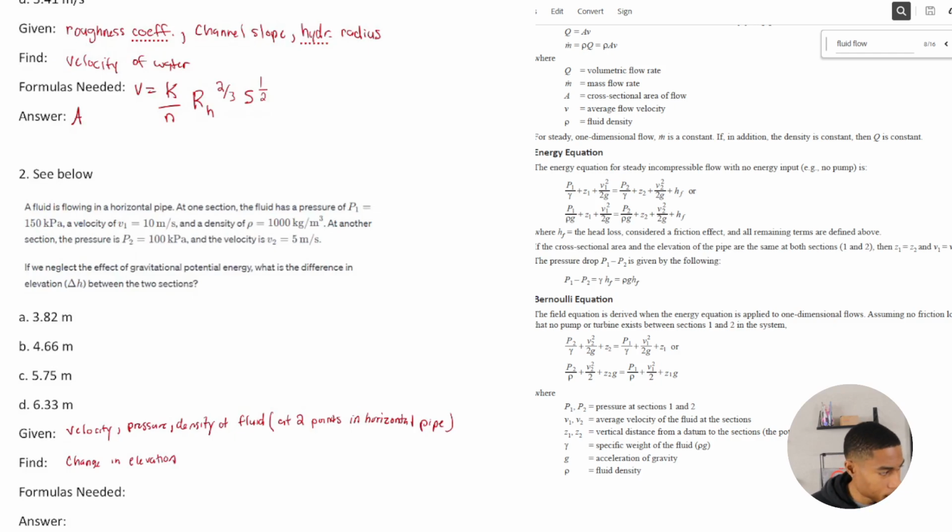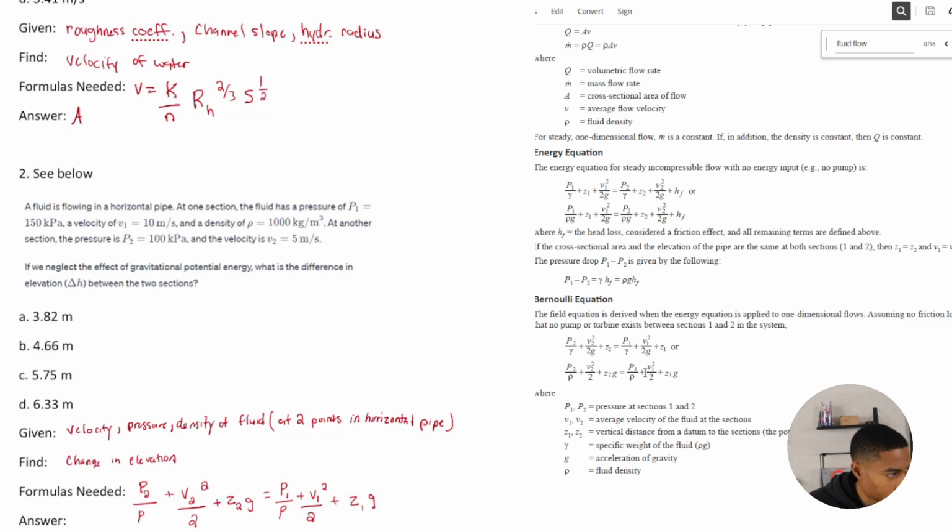let's start writing this out. The formula that I need is going to be P2 over the density, plus the second velocity of the section squared over 2, and I'm just copying this, plus Z2 times G, is equal to P1 over density plus V1 squared over 2 plus Z1 times G.